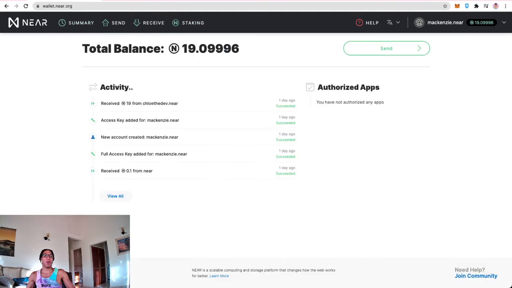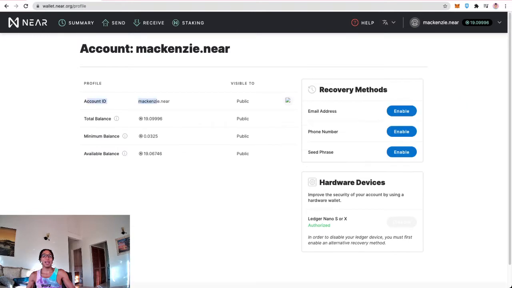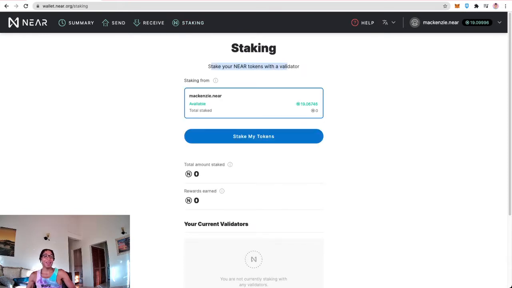So yesterday we started off at the profile and the summary, so we could see the account ID. We're going to be using the mckenzie.near account that I created last video. I sent it 19 NEAR tokens last video, and you can see the minimum balance that you can't go below, or else you'll get your account deleted. Your available balance is what you can spend, which is your total balance minus your minimum balance. When you go over to staking, it'll say you can stake your NEAR tokens with a validator.